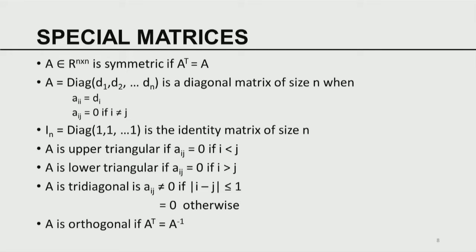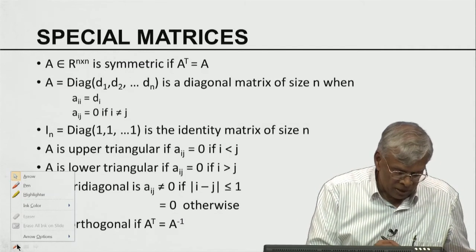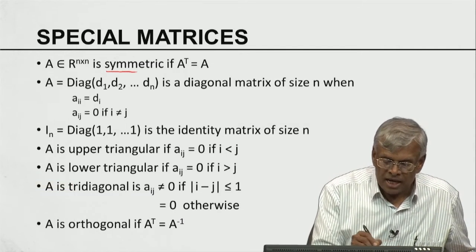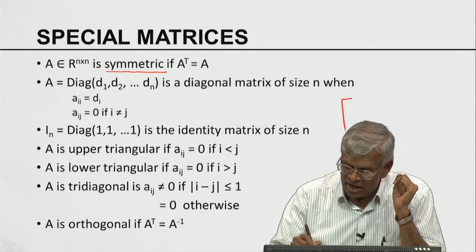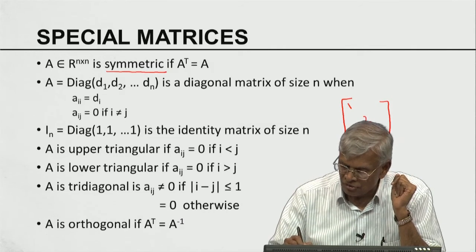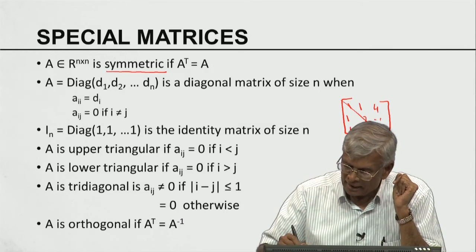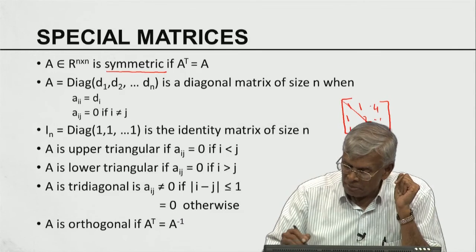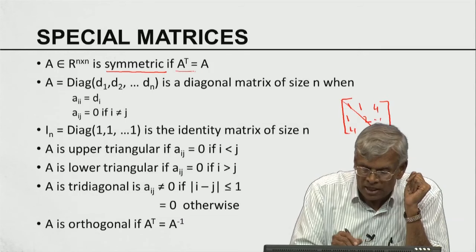Now I'm going to enlist properties of several special matrices. First of the property is called symmetry. A matrix A is said to be symmetric if A transpose is A. So what does this mean? If I have a matrix, if I have 1, 2, 3, if I have a 1 here, there must be a 1 here. If I have a 4 here, there must be a 4 here. If I have a minus 1 here, I have a minus 1 here. So if I took the diagonal element, the upper triangular part and the lower triangular part are mirror images of each other. And that's what A transpose equals A refers to.